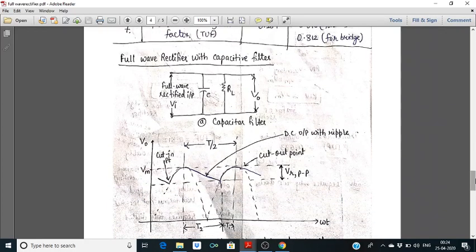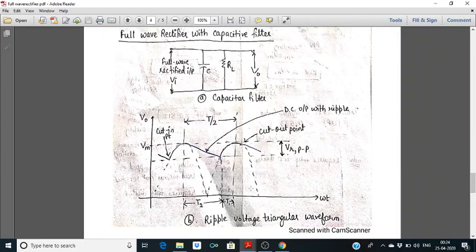Now coming to full wave rectifier with capacitive filter. As we can see, after using a full wave rectifier we are getting a pulsating DC, but what we require is a smooth DC. We need to reduce these ripples. So what we do is use a capacitive filter. When we use this capacitive filter, it will obstruct the AC ripples, while it will allow the smooth DC.